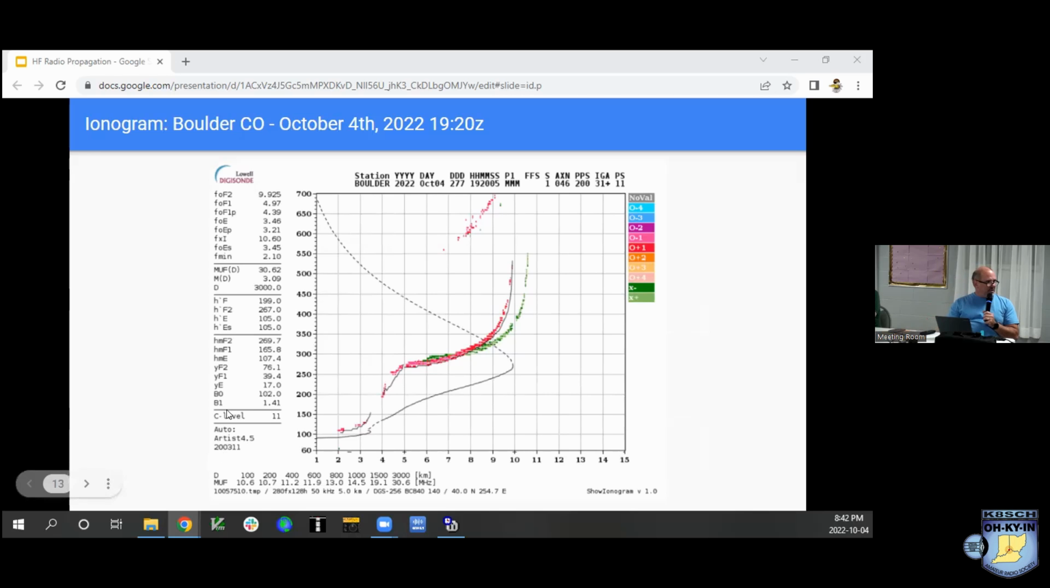And let's see if there's anything else interesting on here. So you got your F2, your F1, F1 prediction, and the E layer, the prediction. And I think that's really about it for this one. That's really pertinent for us. But you can see all along here, all of these frequencies are available. Any one of those will reflect back down.